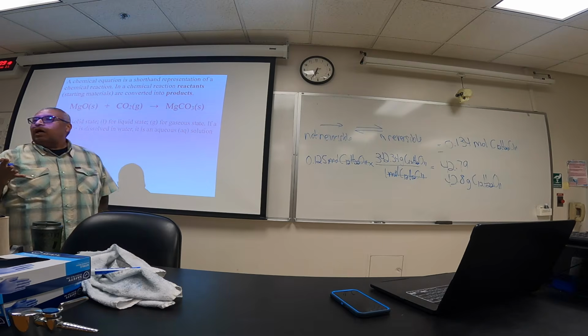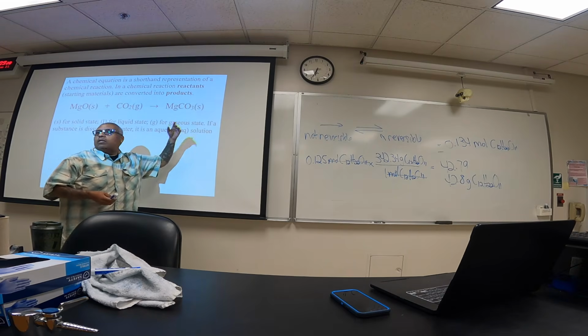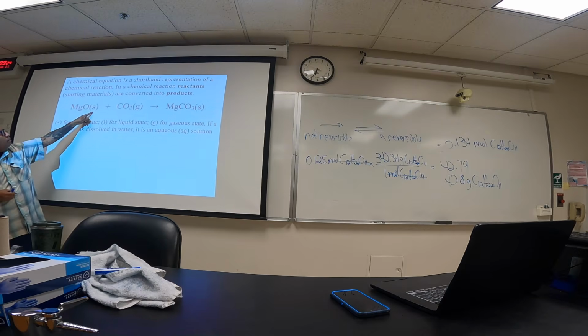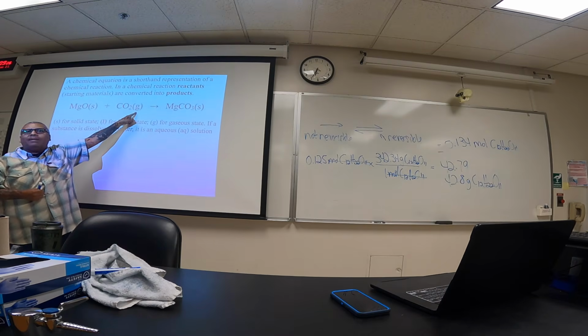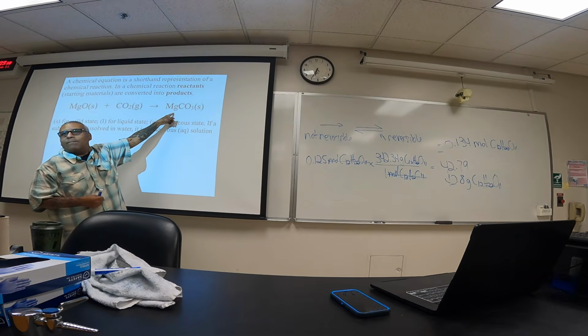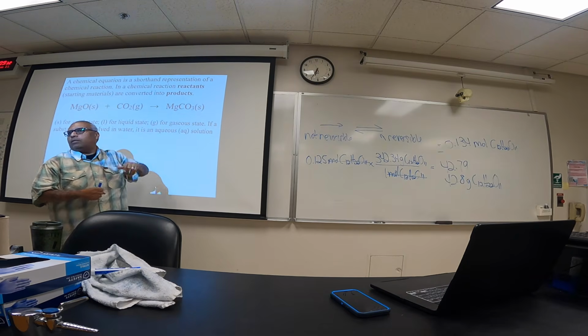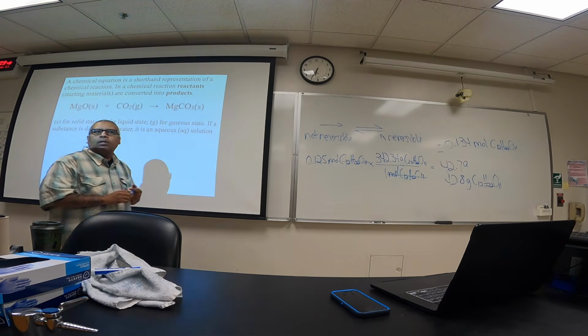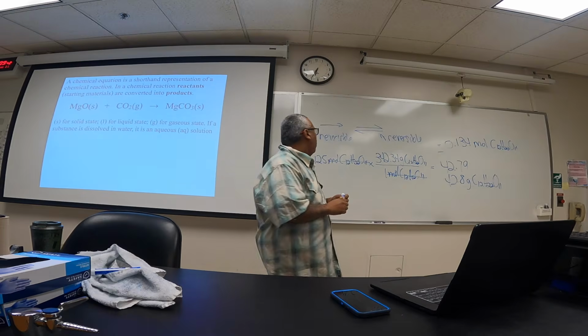S means that it's solid, so the product here is a solid product. Right? We used a solid product, we added carbon dioxide gas, and we got some magnesium carbonate from that. So magnesium oxide plus some carbon dioxide gas, and we get solid magnesium carbonate as our product.